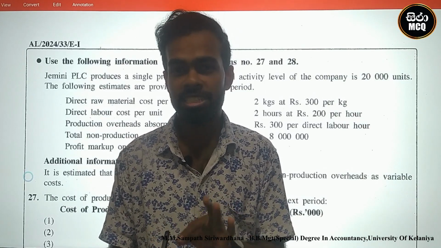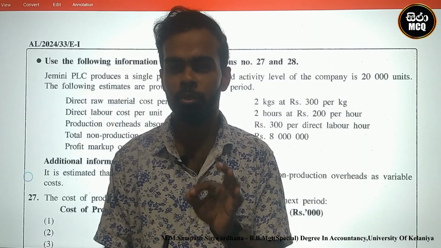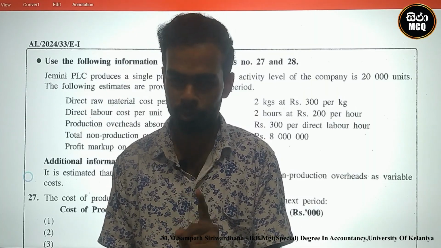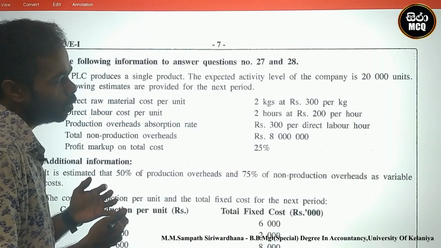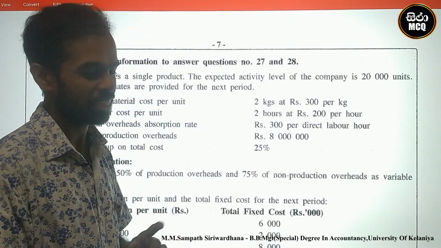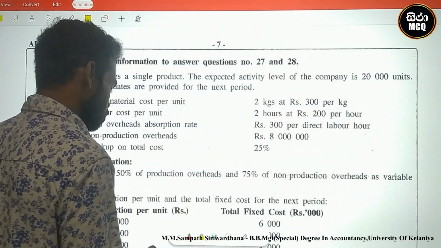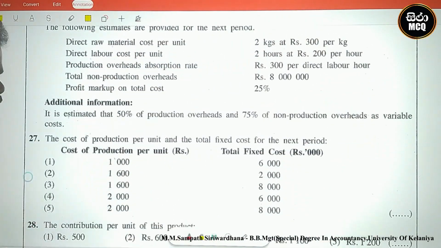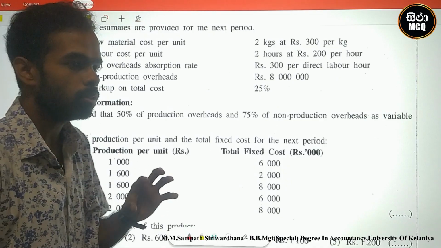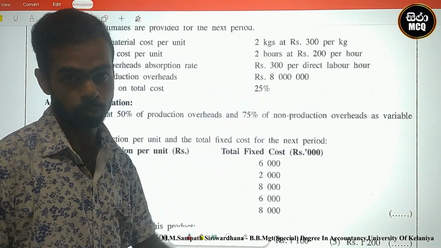Today we discuss the Advanced Level A-Level Accounting paper 2024, question number 27. This is related to overhead cost absorption. Look here, what are the requirements? There are two requirements, in questions 27 and 28. Both questions are related to this information.